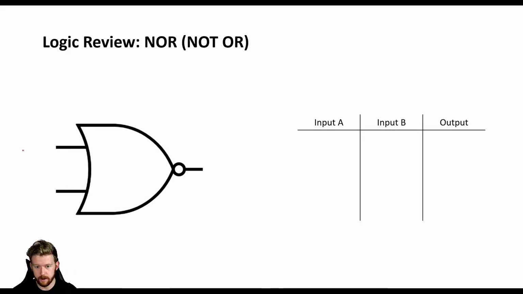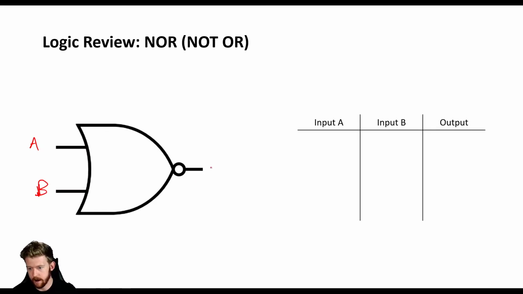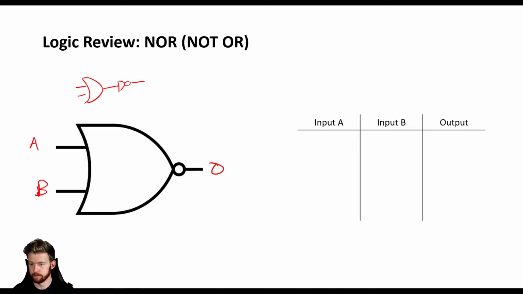So we saw our inputs A and B. We have our output here. And if our NAND was just an AND followed by an inverter, then you know this one is just going to be an OR followed by an inverter. So it's going to take whatever our OR gate output was and flip it. Okay, so we can run through this one a little bit quicker now.